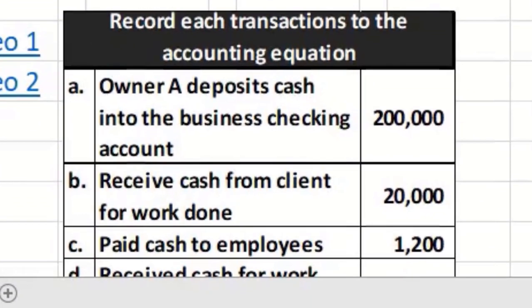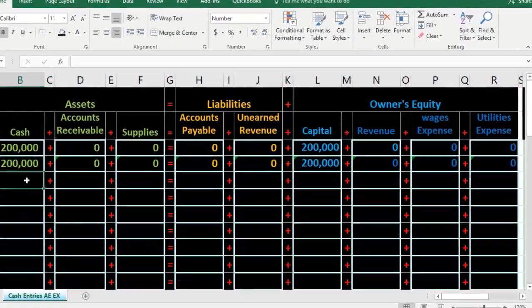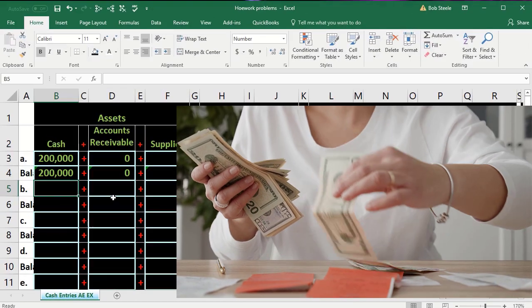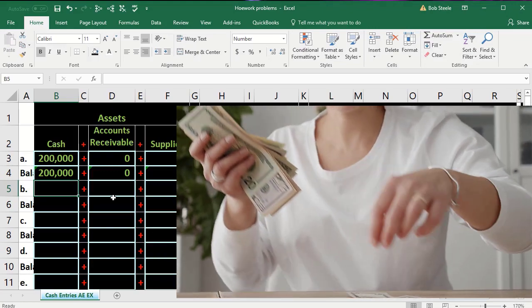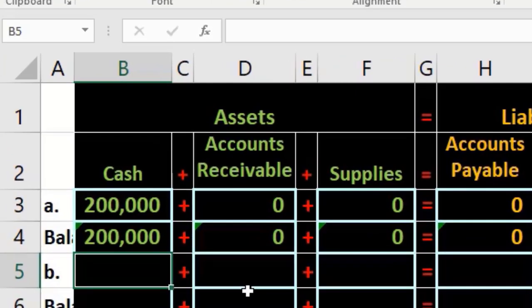The next one says, receive cash from client for work done, 20,000. Our first question will always be, is cash affected? In this case, it is. All of these will have cash affected. Cash is going up, therefore we're going to increase cash. So I'm going to put cash, in cell B5, 20,000. I'm not putting any commas in there because Excel will format that for us.